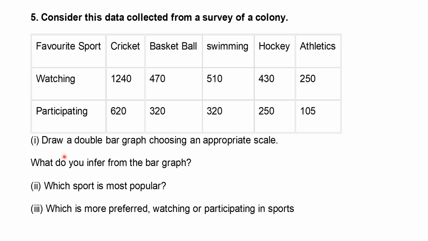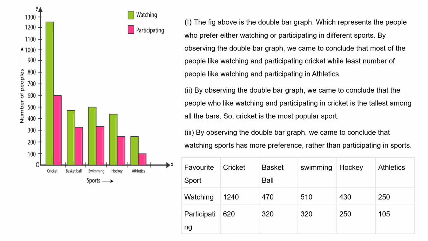First question is like this. Draw a double bar graph choosing an appropriate scale. What do you infer from the bar graph? And which sport is most popular? Which is the most preferred, watching or participating in sports? For this, first and foremost, we have to draw the bar graph. Now, let us draw the bar graph.